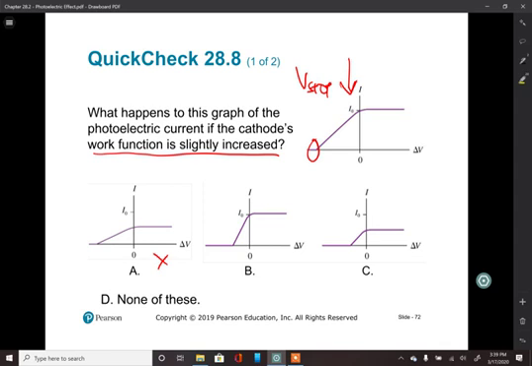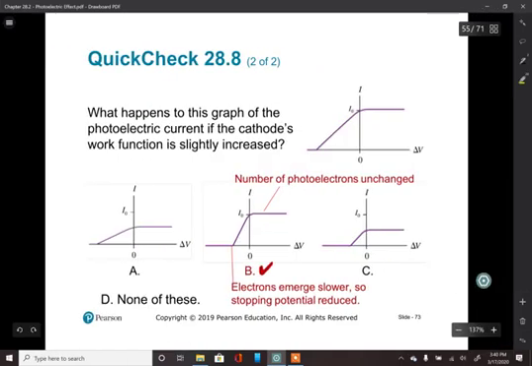However, because we didn't change the intensity of the light, if we were able to get all the electrons, we should see the same total current. So that eliminates C. So B is the same current with a lesser stopping potential, and that should be the right answer.